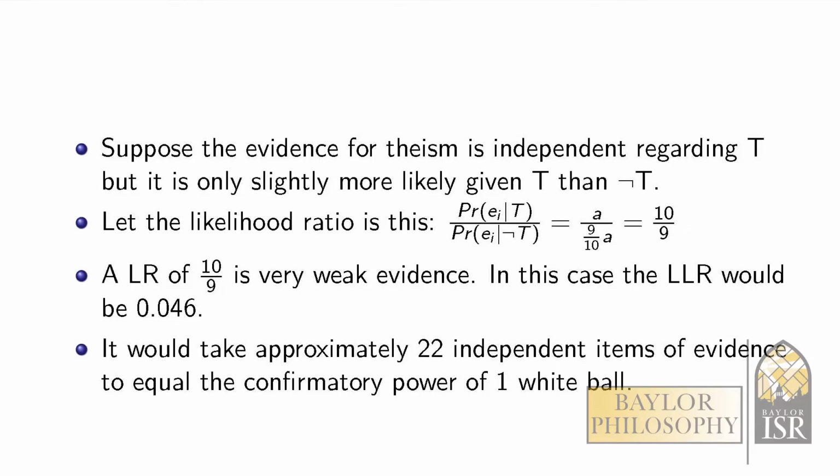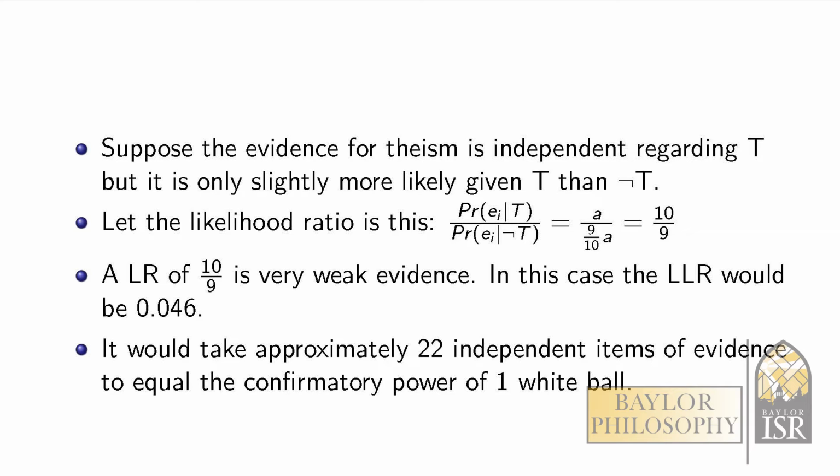Suppose the evidence for theism isn't that strong. Suppose we have weak evidence. The way I thought about weak evidence was like a 10th grader: suppose your likelihood ratio is 10 over 9. The theist has a story, and the atheist or naturalist has a slightly less plausible story, so your likelihood ratio would look like that. How are we going to make sense of this? It turns out to be really weak evidence. In this case, your log likelihood ratio would be 0.04, which is really small.